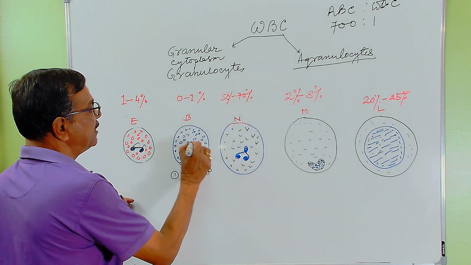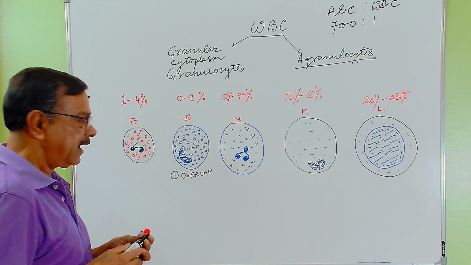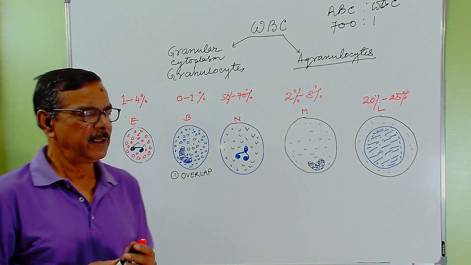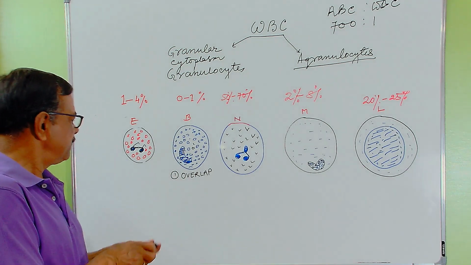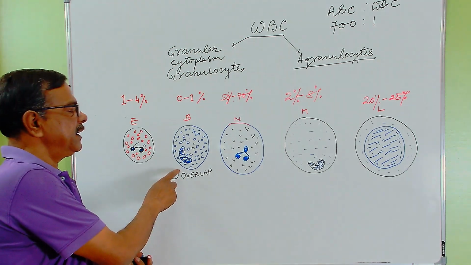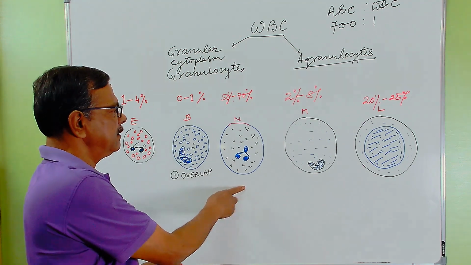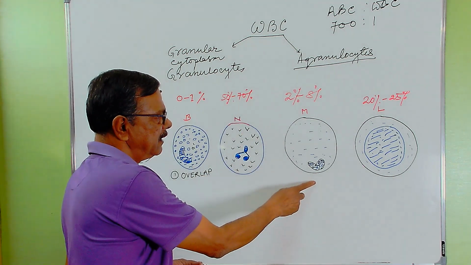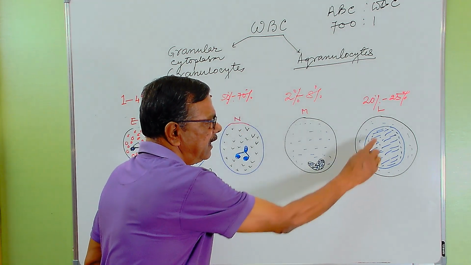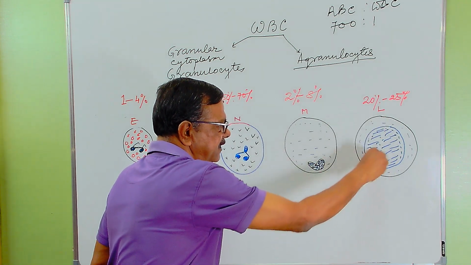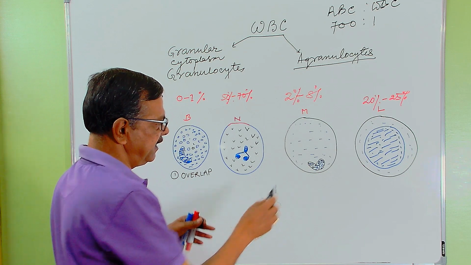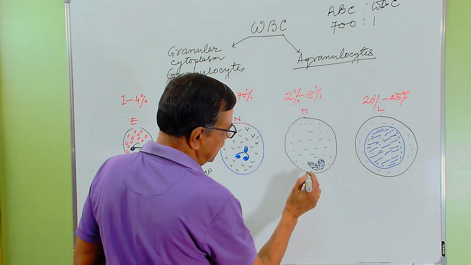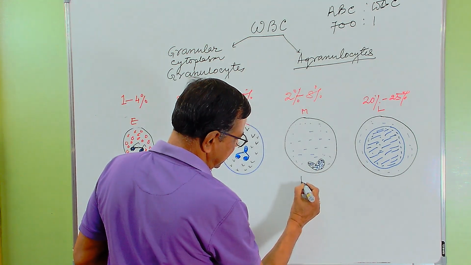The cytoplasmic granules are so many that they sometimes overlap the nucleus. So, first is bilobed, kidney-shaped, then polymorph, then monocyte, then lymphocyte. In the lymphocyte, the nucleus pushes the cytoplasm to one side, and it is known as eccentric. This is on one side, so it is called eccentric.